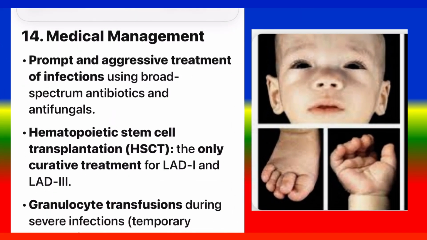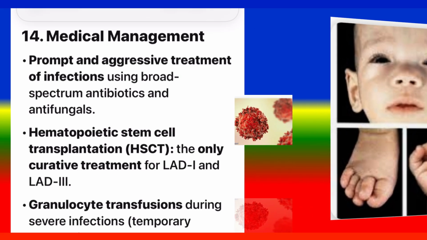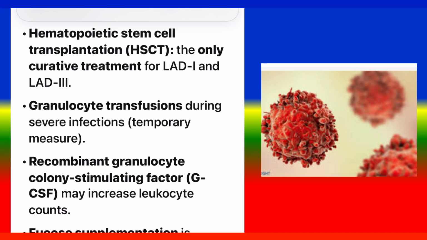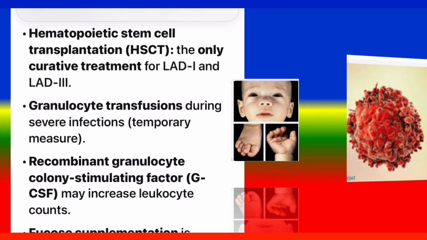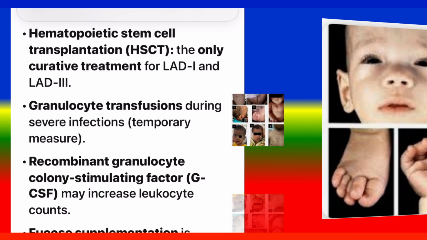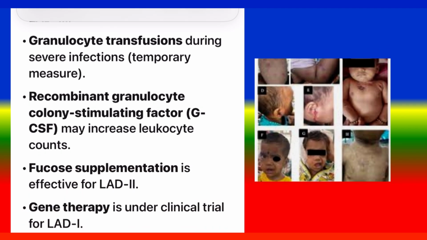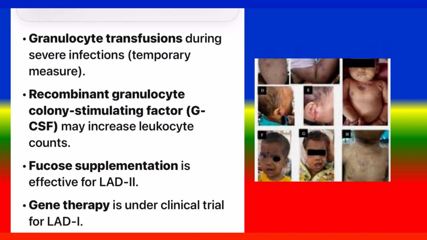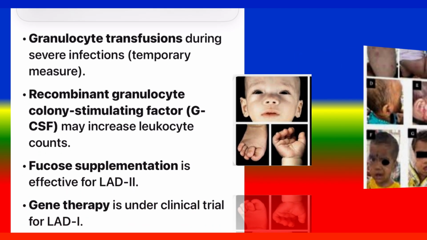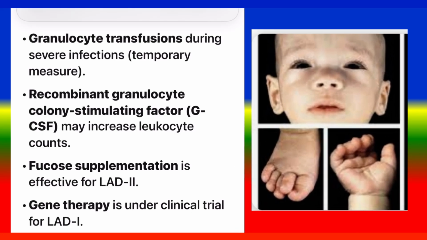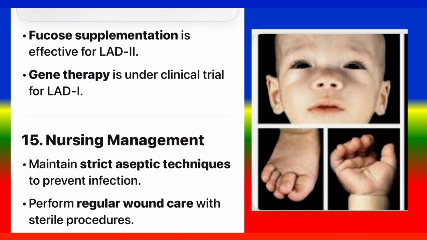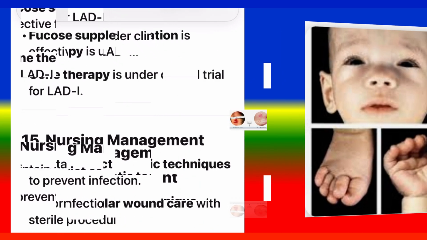Number 14. Medical management. Prompt and aggressive treatment of infections using broad-spectrum antibiotics and antifungals. Hematopoietic stem cell transplantation, HSCT, is the only curative treatment for LAD-1 and LAD-3. Granulocyte transfusions during severe infections are a temporary measure. Recombinant granulocyte colony stimulating factor, G-CSF, may increase leukocyte counts. Fucose supplementation is effective for LAD-2. Gene therapy is under clinical trial for LAD-1.